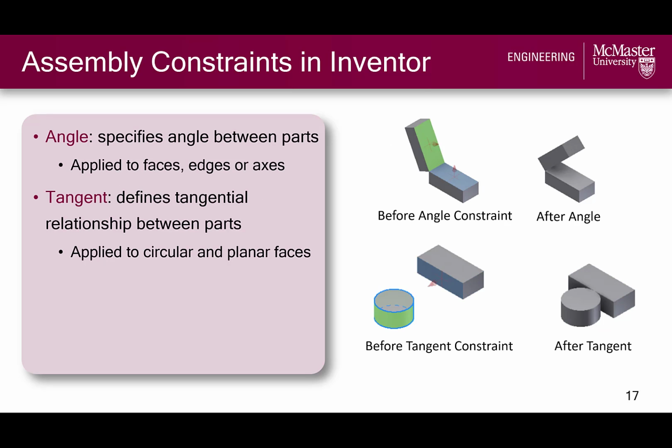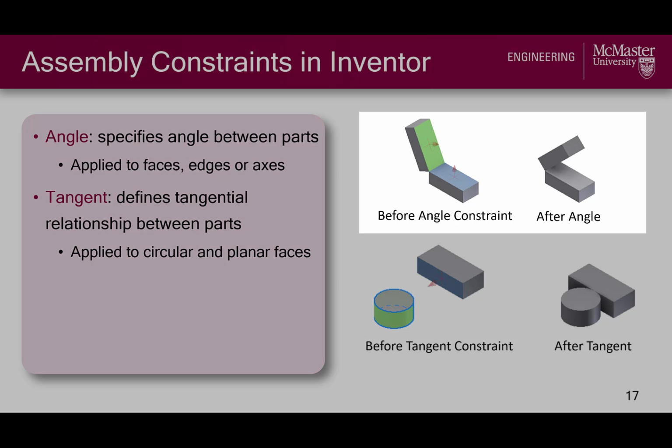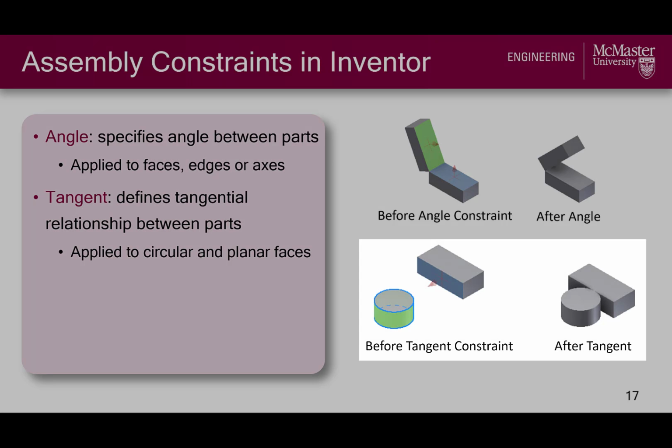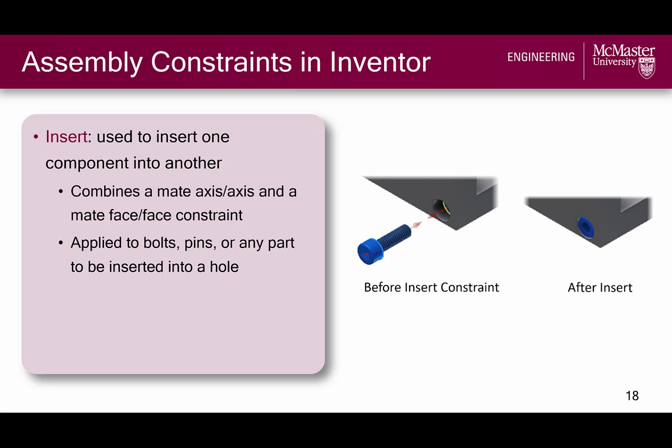2 additional constraint options available in Inventor are the angle and tangent constraints. As the names imply, the angle constraint will allow you to set an angle between faces, edges, or axes of parts, and the tangent constraint will allow you to make the curved or planar face of one part tangent to that of another. Finally, Inventor has an insert constraint, which is really just a combination of the axis-axis and face-face mate constraints that we saw a couple of slides earlier.